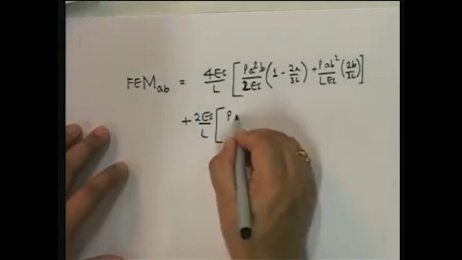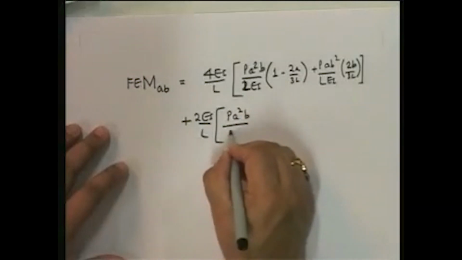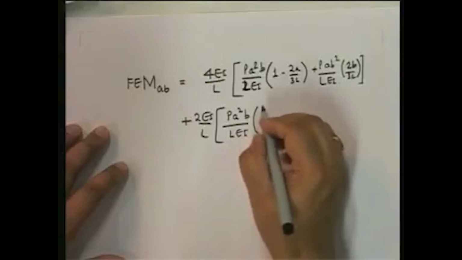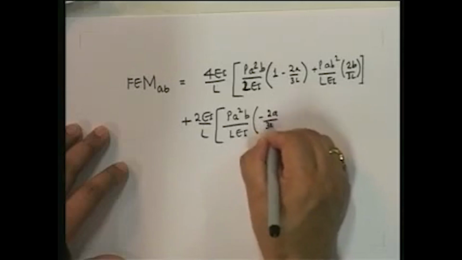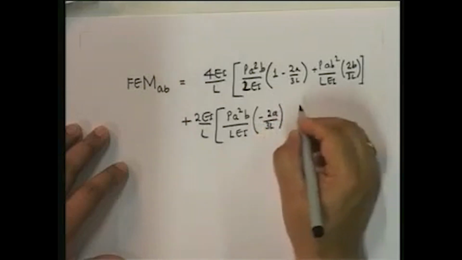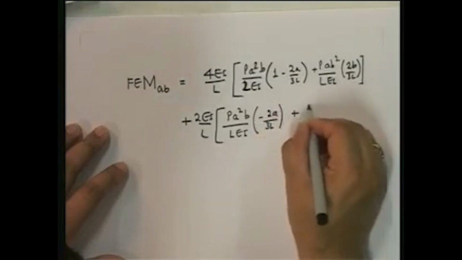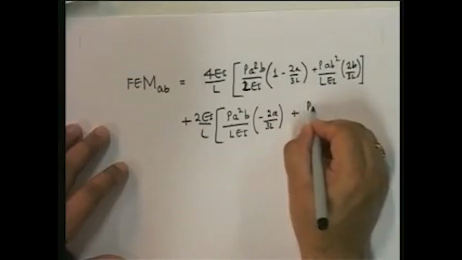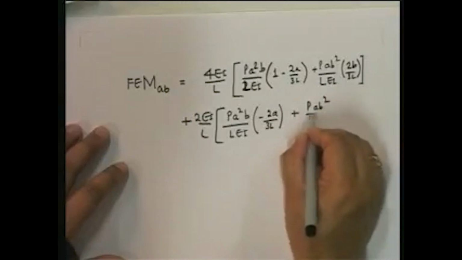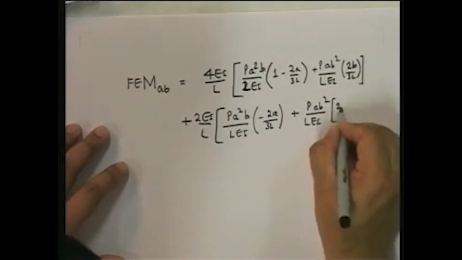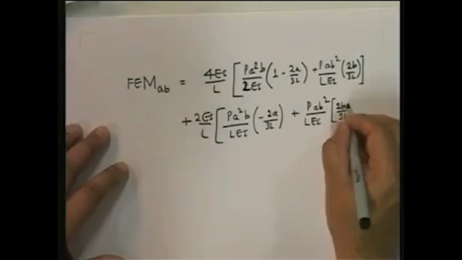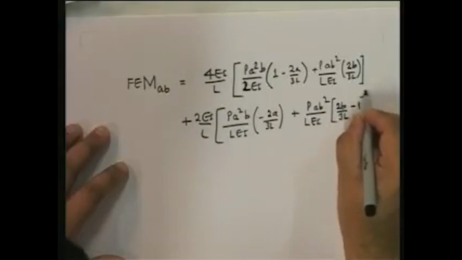and plus 2EI upon L of minus of that, so this is going to be PA squared B L upon EI into minus of 2A upon 3L. Okay, then I have plus PA B squared upon LEI, and that's going to be equal to 2B upon 3L minus 1. Okay.